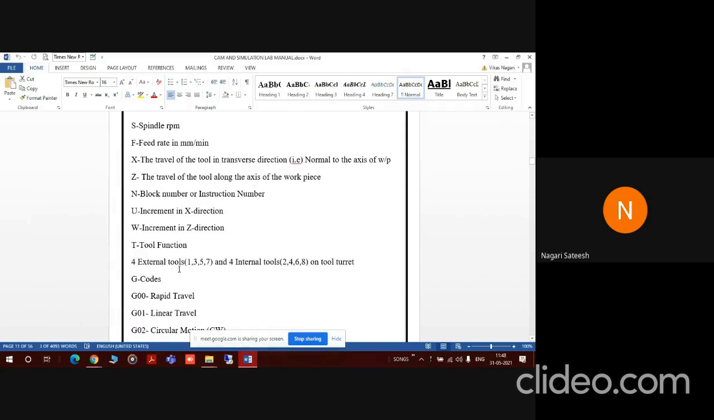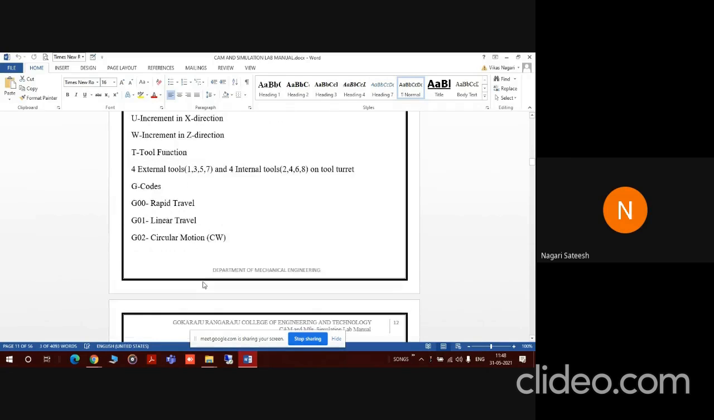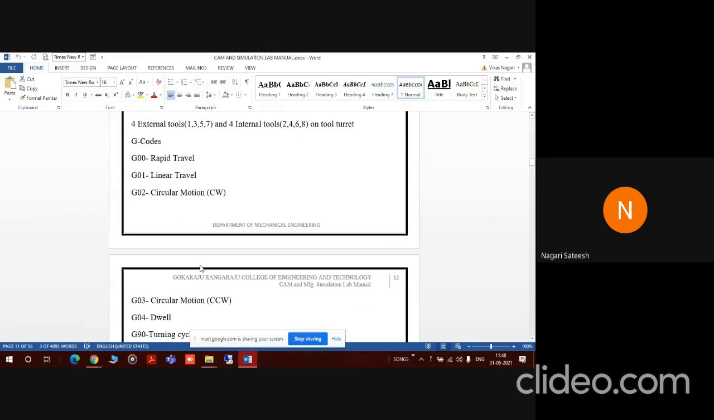I told you, for external tools, 1, 3, 5, 7 odd numbers are for external operations like plain turning, taper turning, external threading, external chamfering, external grooving. All these kinds of operations can be done with the external tools. For internal tools like drilling, boring, counter boring, all these kinds of internal operations we use the internal tools located at 2, 4, 6, 8 positions, that is even numbers. Then some of the G codes I told you.